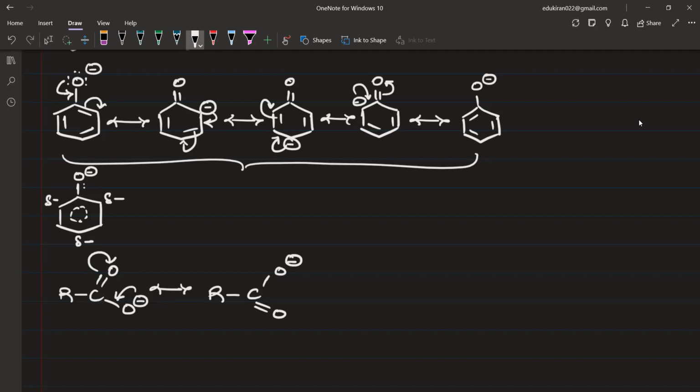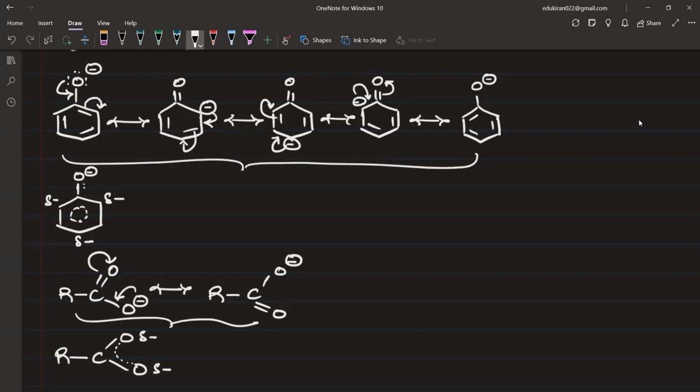How many in the case of, tell me? 2. 2. Which will be more stable, phenoxide or carboxylate? Phenoxide. But carboxylate is more stable. Why is that? Please.